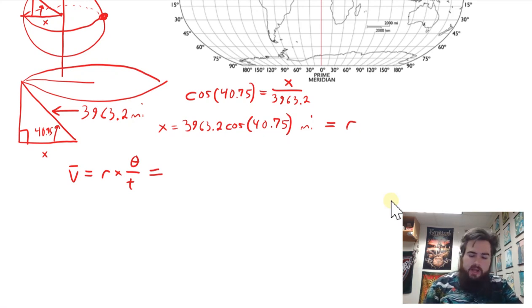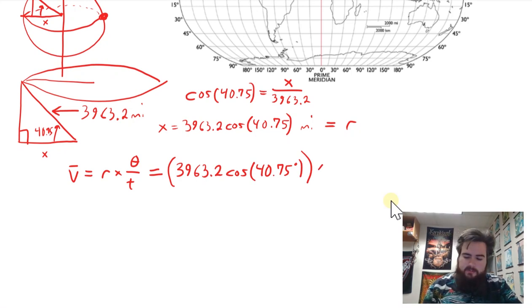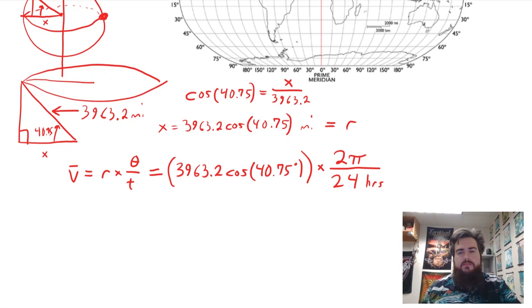So our average velocity is 3963.2 times cosine of 40.75 degrees. That is the radius, times the rotation angle measure, which is 2 pi for one full rotation, divided by time, which is 24 hours. This will find our approximate velocity in miles per hour.